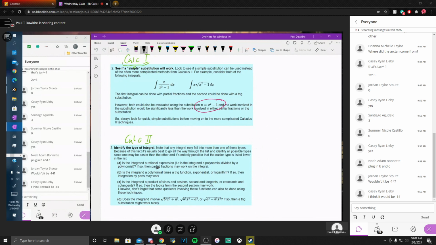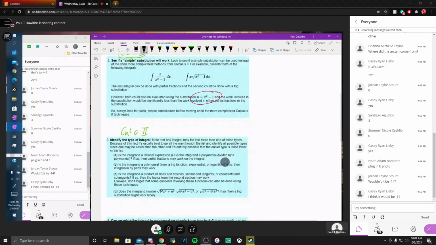But is your integrand a rational expression? If it is, and you've eliminated Calc 1, and yes, we've eliminated Calc 1 now, then I'm going to try partial fractions. I call these flashing red lights. So a rational expression, polynomial divided by a polynomial, should always just scream out partial fractions once you've eliminated Calc 1.